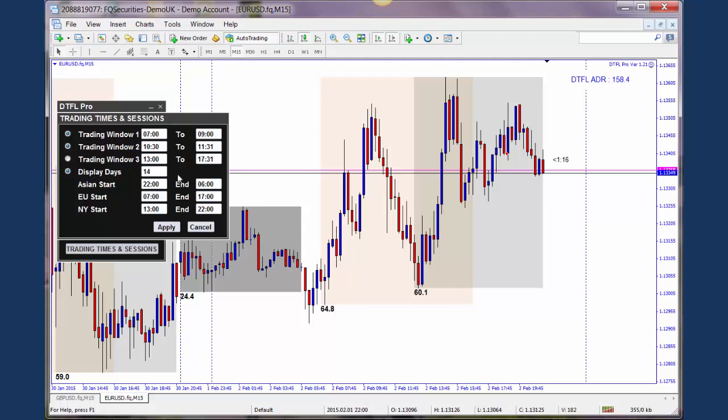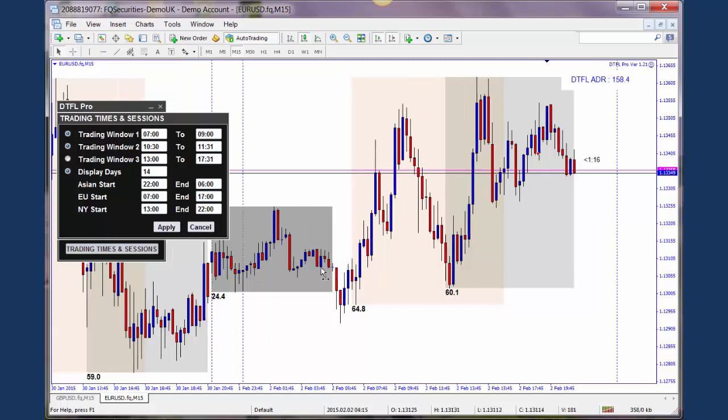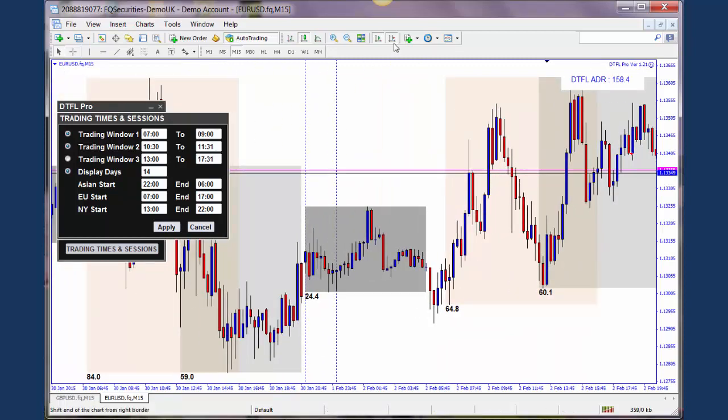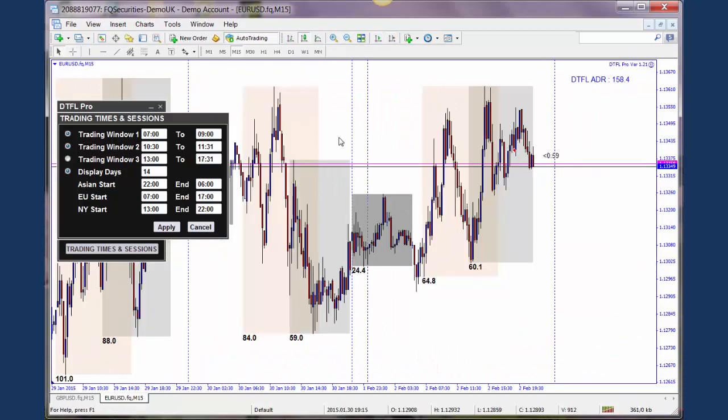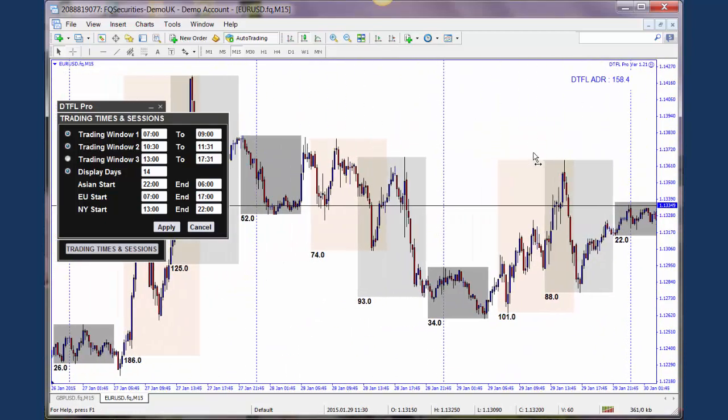Next one is display days. This is quite simply the number of days that the session boxes will appear on your chart. So if you put in display days 14, then it will go back. Let's just turn that off. Just scroll back. You can see it goes back 14 days.